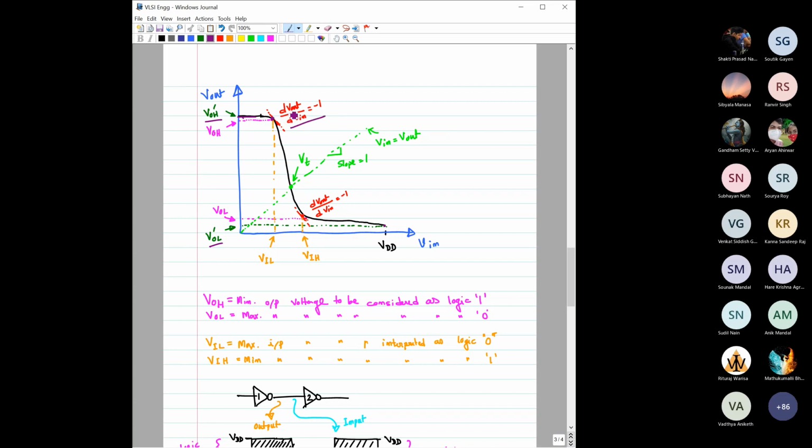Okay, so I have written it here, right? dVout by dVin is equal to -1 for this point, right? So this is exactly at -1 here. Now, if you keep on increasing this Vin, the slope will further increase, right? And it is increasing, right?